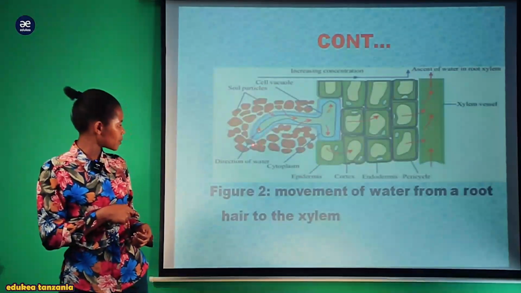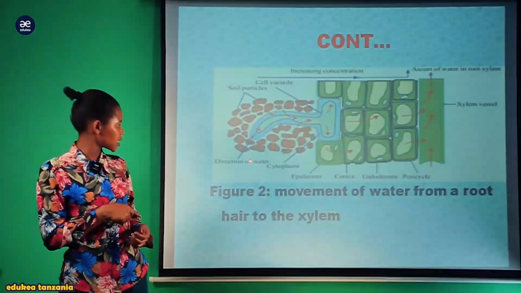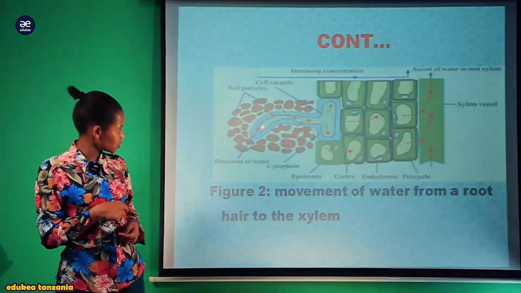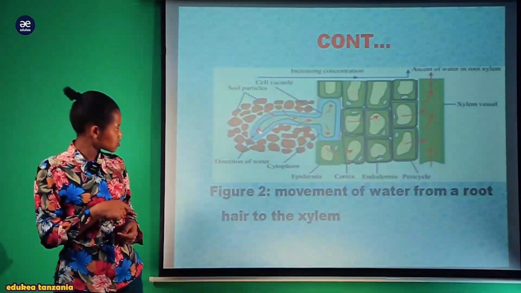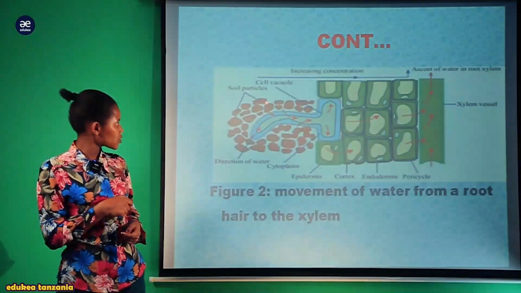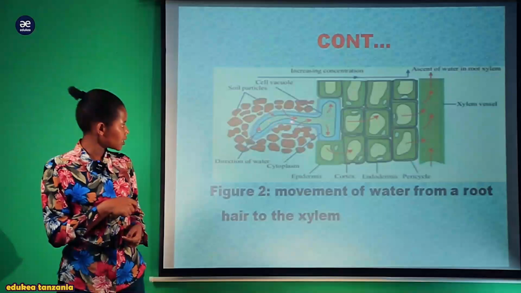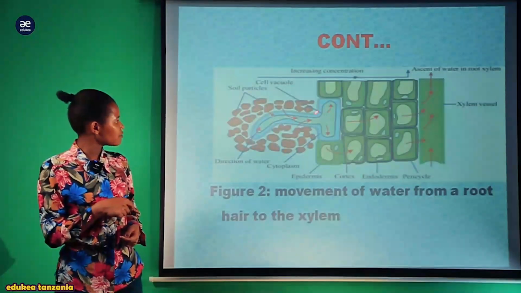Tukiangalia figure yetu hapa tunaona kwamba this is the direction of water. Maji yanaenda kuingia katika hii hapa tunaona ni root hair from the soil. This is the soil particles. Maji yanaingia katika root hairs, and this is the cell vacuole.